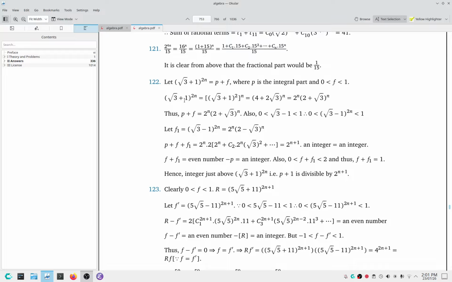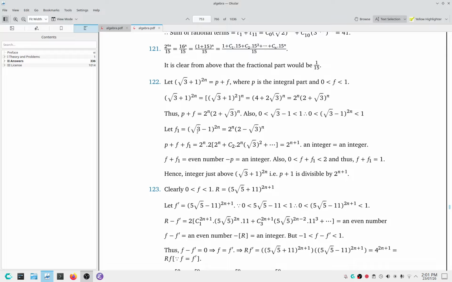Now, (square root of 3 plus 1) to the power 2n can be written as ((square root of 3 plus 1) whole square) to the power n, which is equal to (4 plus 2 root 3) to the power n, which is equal to 2 to the power n times (2 plus root 3) to the power n. Now, p plus f will be 2 to the power n times (2 plus root 3) to the power n. We also see that root 3 minus 1 lies between 0 and 1. So, (square root of 3 minus 1) to the power 2n will lie between 0 and 1.